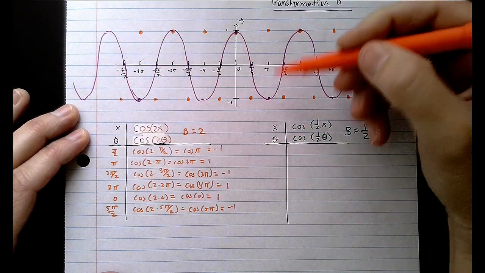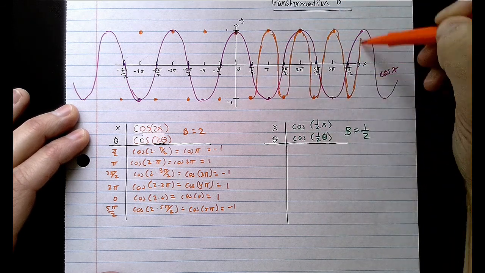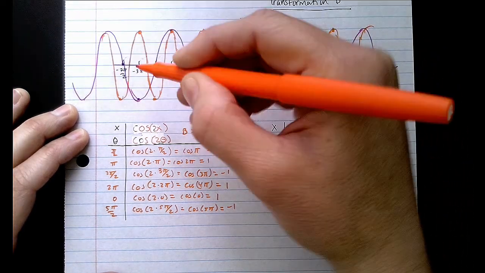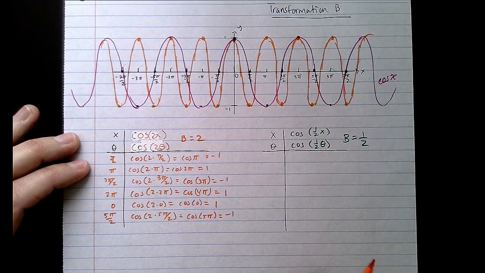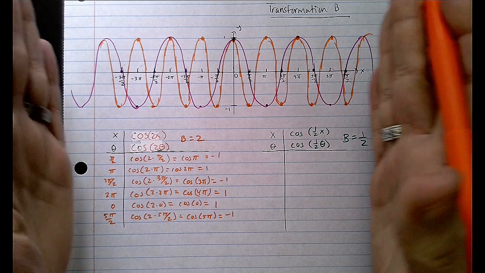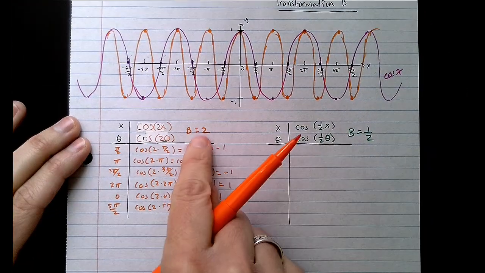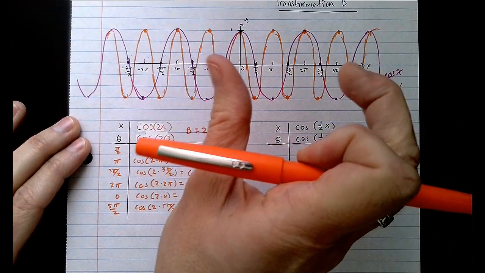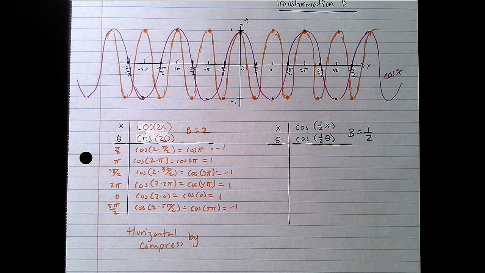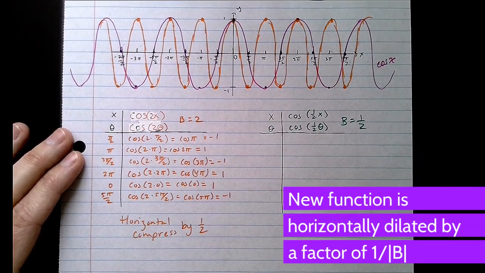Now let's do our sketch. If you look at this, I know it's kind of weird, but if you notice, the orange graph is repeating itself faster. It's oscillating faster. It was compressed. Because B is more than 1, it horizontally compressed the graph. It took half the time to get where it needs to be.